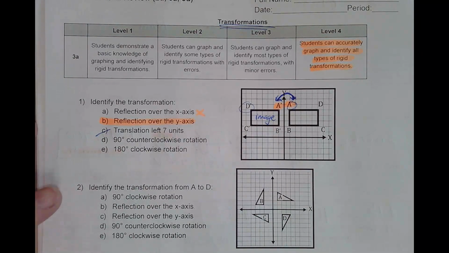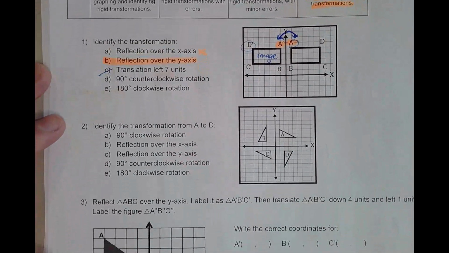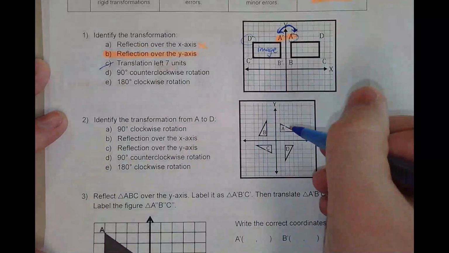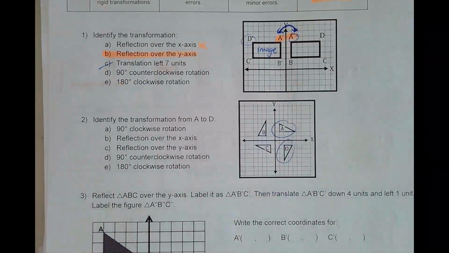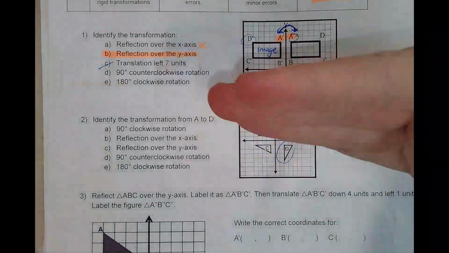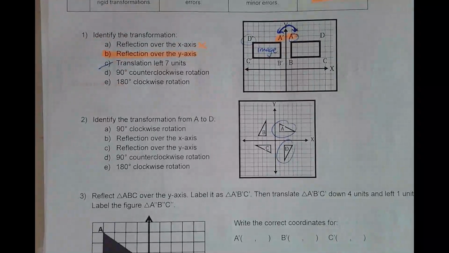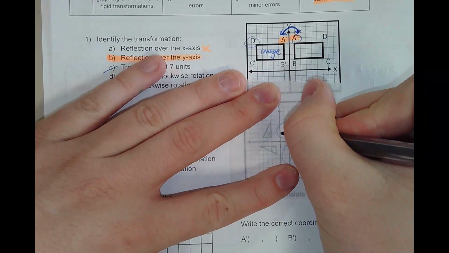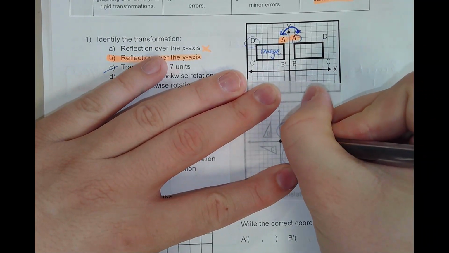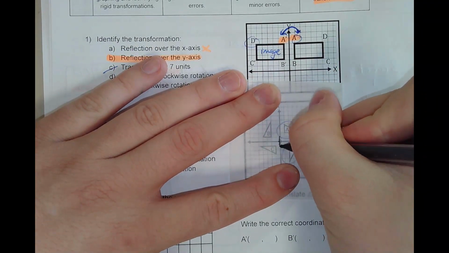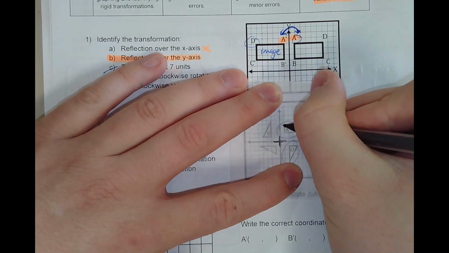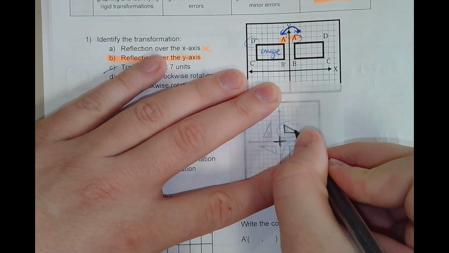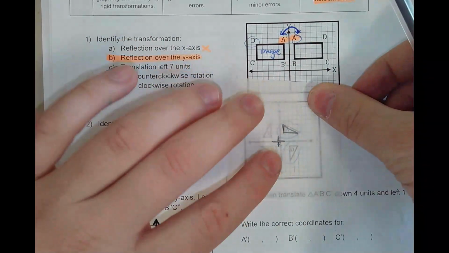All right, number 2. Number 2 says identify the transformation from A to D. Okay, right away I can see that it's definitely been rotated. But let's confirm. Let's just double check if it's true. So we're going to trace from the origin. Let's do a crosshair and super carefully trace figure A. And let's see how many degrees it's been rotated.